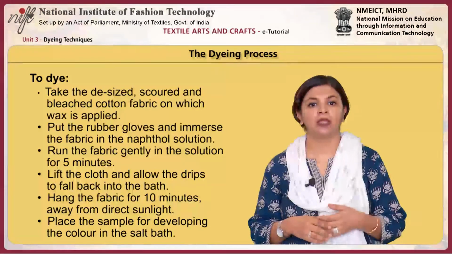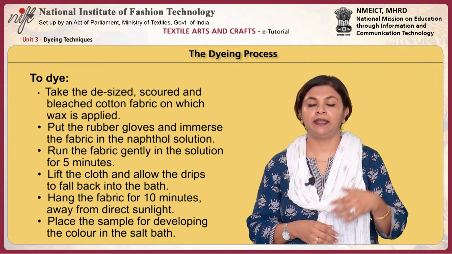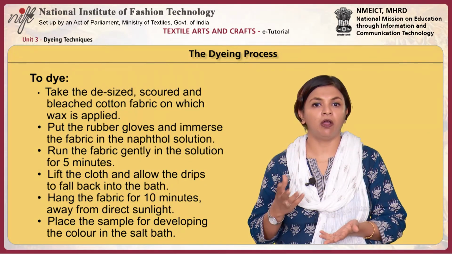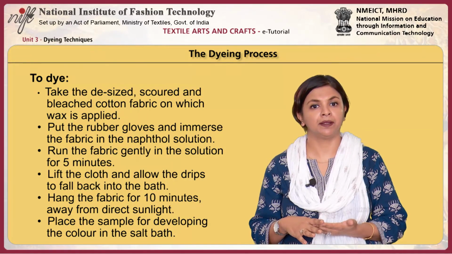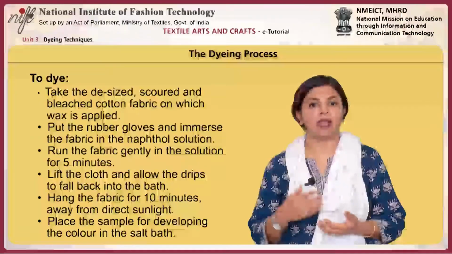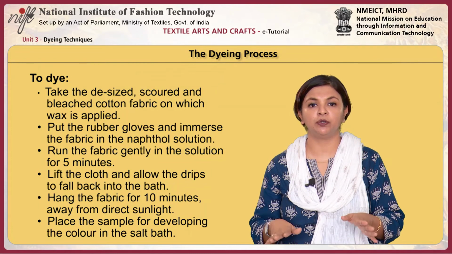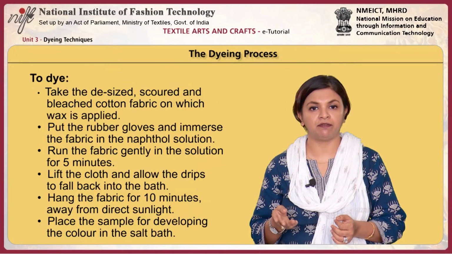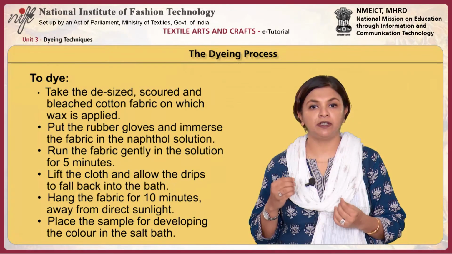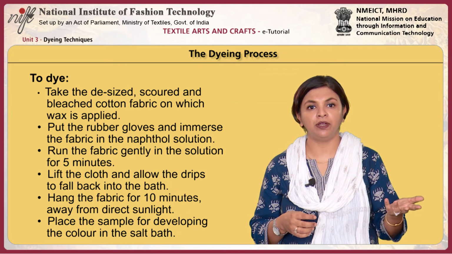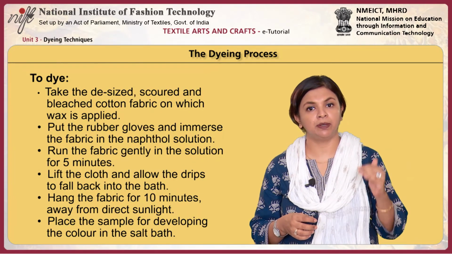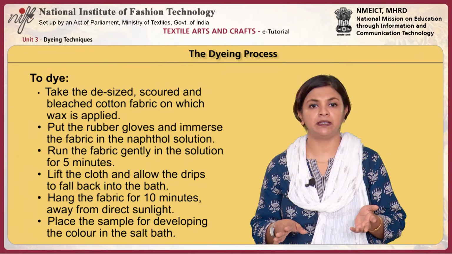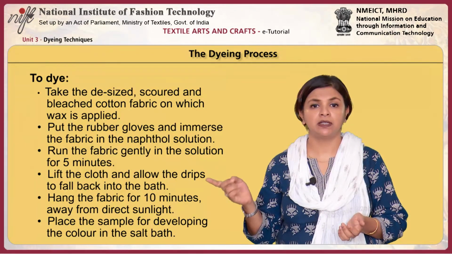To dye, take the dye-sized, scoured and bleached cotton fabric on which wax is applied. Put on rubber gloves and immerse the fabric in naphthol solution. Run the fabric gently in the solution for 5 minutes. Lift the cloth and allow the drips to fall back into the bath. Hang the fabric for 10 minutes away from natural sunlight.